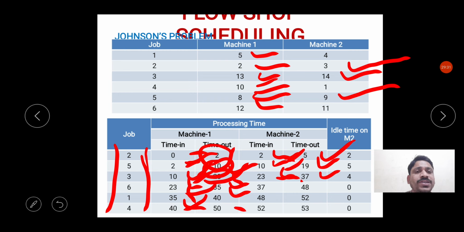Next, as per sequence is job 6, right? So job 6 on machine 1 completed at 35 itself. So immediately at 37 we can start because at 37 we finish the previous job. At 37 itself the work is ready, so we can start. And job 6 on machine 2 is for 11 hours. So 37 plus 11 is 48 hours.